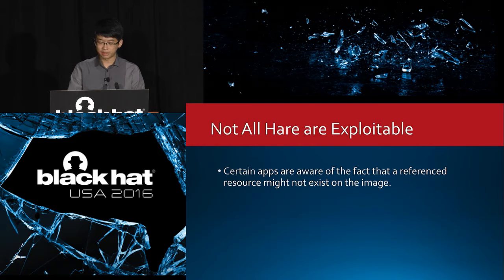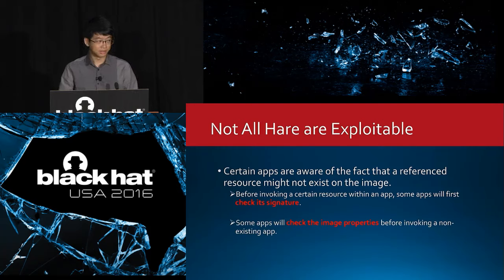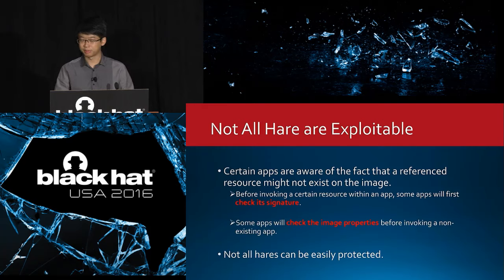Some apps are aware that the source they refer to might not exist in the system. A safe way to do this is to check for its signature after checking for existence. Some apps will check system properties before invoking an existing app. However, not all hares can be protected by guards, which I'll show later in this talk.